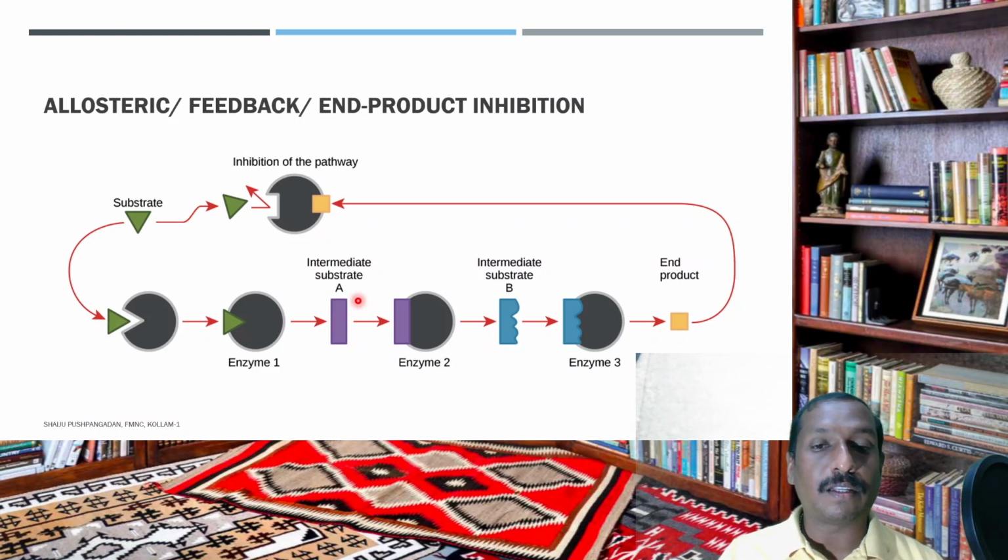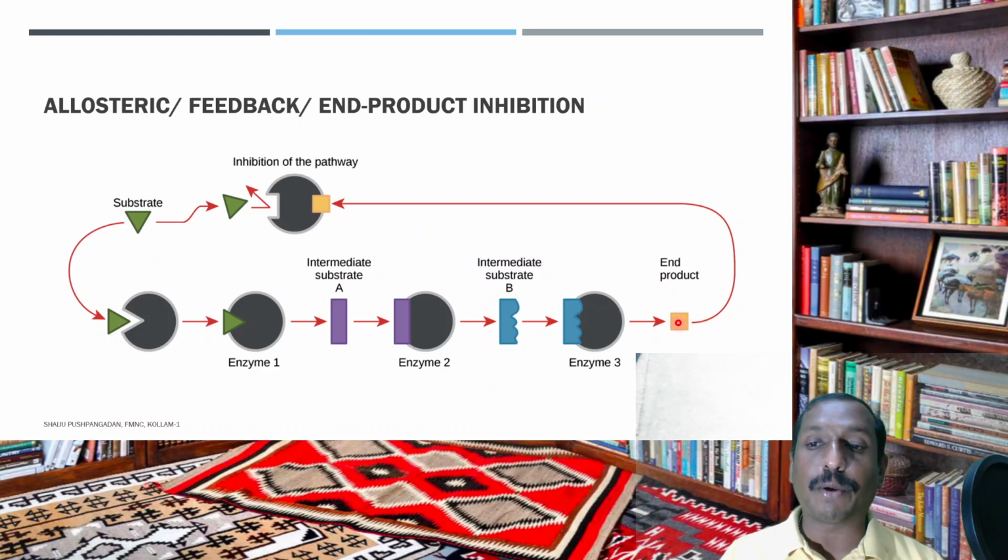This is the product of the first reaction, which is acting as a substrate of the second step. This is the product of the second step, which is acting as the substrate for the third step, and this is the final product. So this is the sequence of chemical reactions. Okay, so this is the normal process. The first substrate is coming, binding with the first enzyme, forming the product. This is the substrate of the second step, binding with the second enzyme, forming the second product. This is the substrate of the third enzyme, and finally this end product is formed.